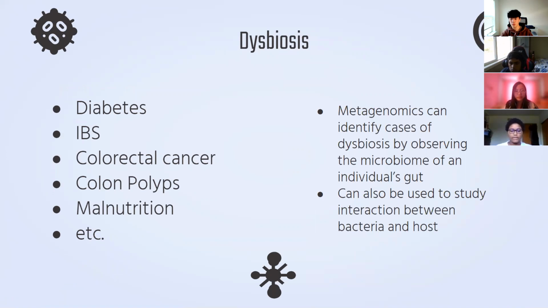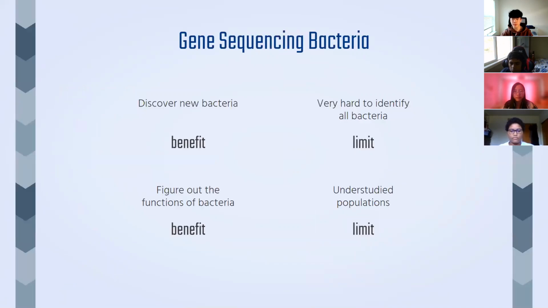Luckily, metagenomics can help identify cases of dysbiosis in individuals. It can also be used to help study interactions between the intestinal bacteria in an individual and their body. For example, intestinal bacteria can sometimes help mucus secretion in the gut.